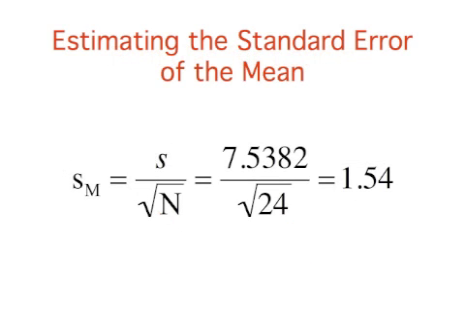Getting back to our ADHD example, we still need to calculate the estimated standard error of the mean to complete our formula. The estimated standard error of the mean is computed by dividing the standard deviation by the square root of N. It equals 1.54. N is 24 because there were 24 subjects, even though the data from only the first 4 were shown previously.